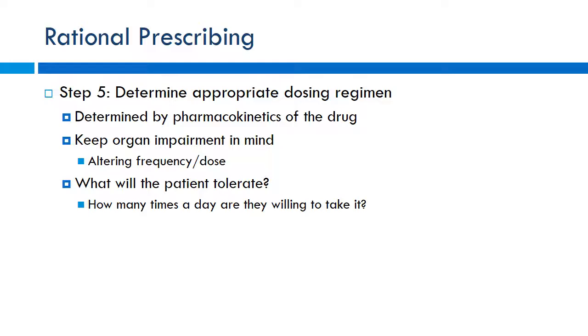So next you'll determine the appropriate dosing regimen. That'll be based on the kinetics of the drug. It'll be based on the organ impairment in the patient, if any. So you may need to alter the frequency, you may need to alter the dose to be appropriate for that particular patient. And then, what is the patient going to tolerate? Are they going to be willing to take a drug multiple times a day? If not, then it's not going to work for them regardless, right? So adherence is super, super important.